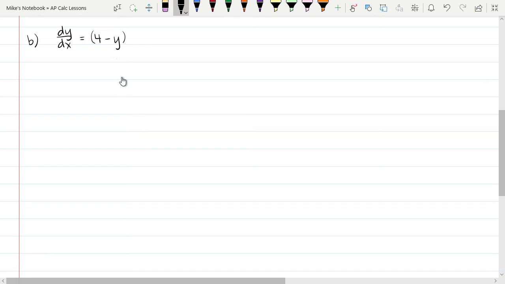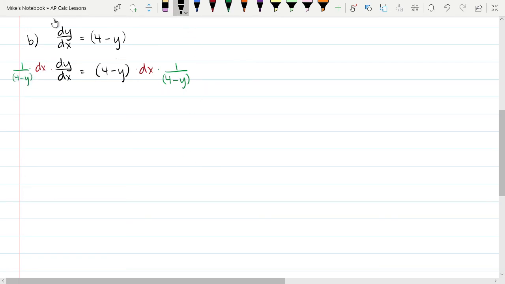So again, if I want to separate my variables, let me rewrite this. If I'm going to separate my variables, then that does mean that I'm going to have to multiply both sides by a dx. But this is a 4 minus y, and this is a dx. So I need to move this quantity to the other side. So that means I'm also going to have to divide both sides by a 4 minus y. But remember that dividing by a 4 minus y is really the same as multiplying by a 1 over 4 minus y. So I'm really multiplying both sides by 1 over 4 minus y.